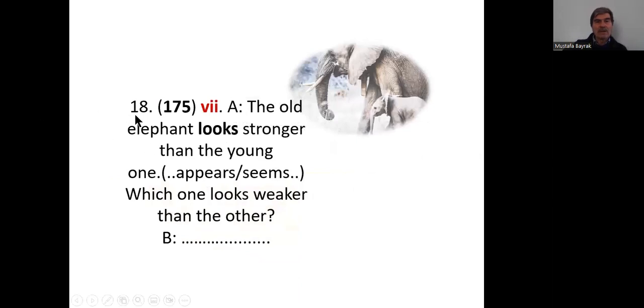Now, 18. This is the 175th dialogue, Roman number 7. The old elephant looks stronger. Yes, the degrees of adjectives are also possible. The old elephant looks stronger than the young one. Or instead of looks, we also use appears, seems stronger than the young one. Which one looks weaker than the old? Of course, the young elephant looks weaker than the other one.